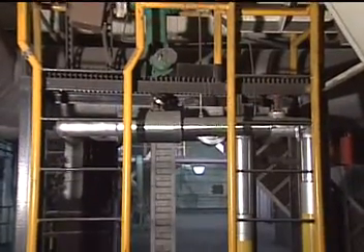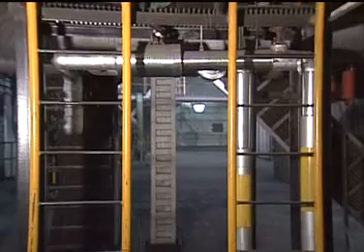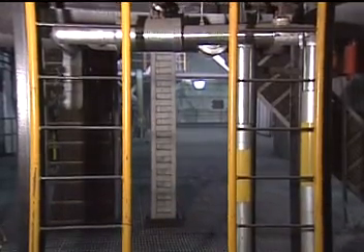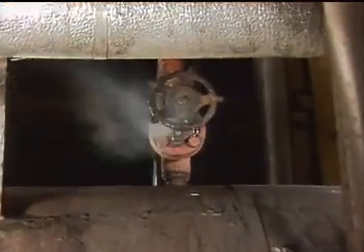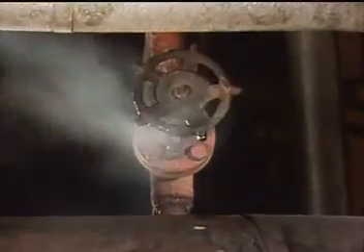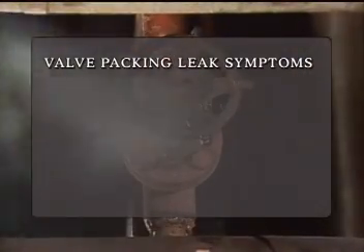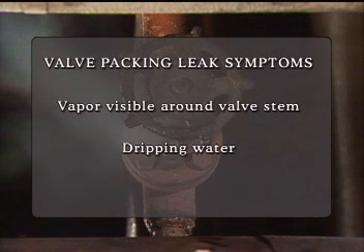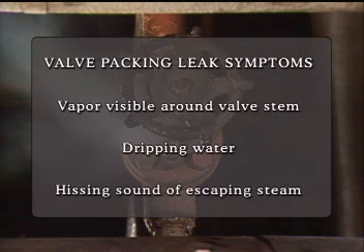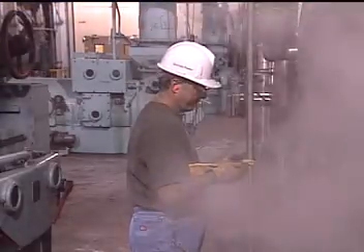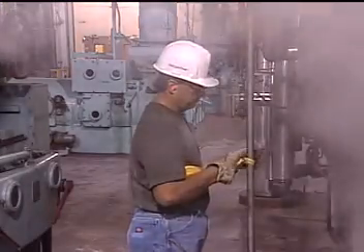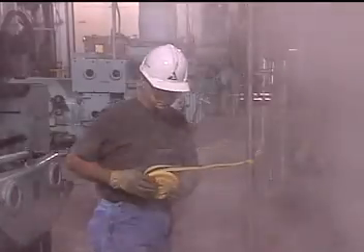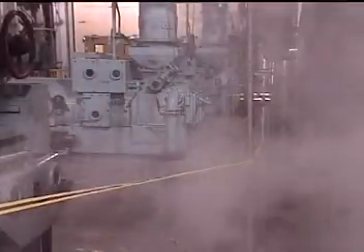Even though a steam system may be well constructed, leaks can occur in valves and pipes. Leaks in valves often occur through the packing. Common symptoms of this type of leak include visible vapor leaking around the stem of the valve, dripping water, or the hissing sound of escaping steam. Steam leaks can be dangerous. Report them to a supervisor and warn plant personnel about the hazard.